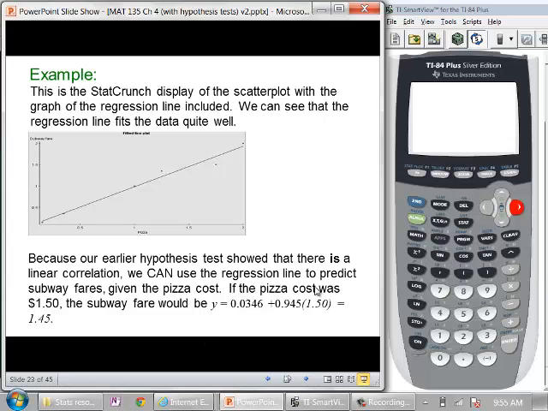So if we wanted to predict the subway fare when the pizza cost was $1.50, then using our equation, we would put 1.5 in for x, and then we would just figure out the y value. So according to this equation, if the pizza cost was $1.50, the subway fare would be estimated to be $1.45.